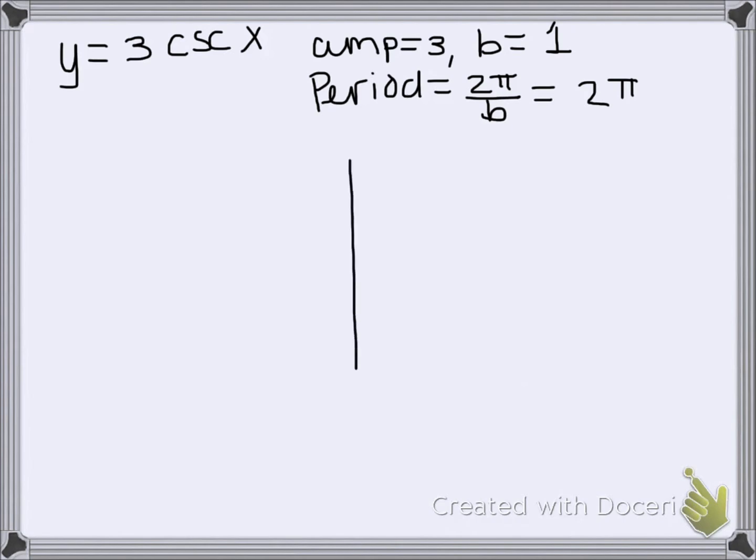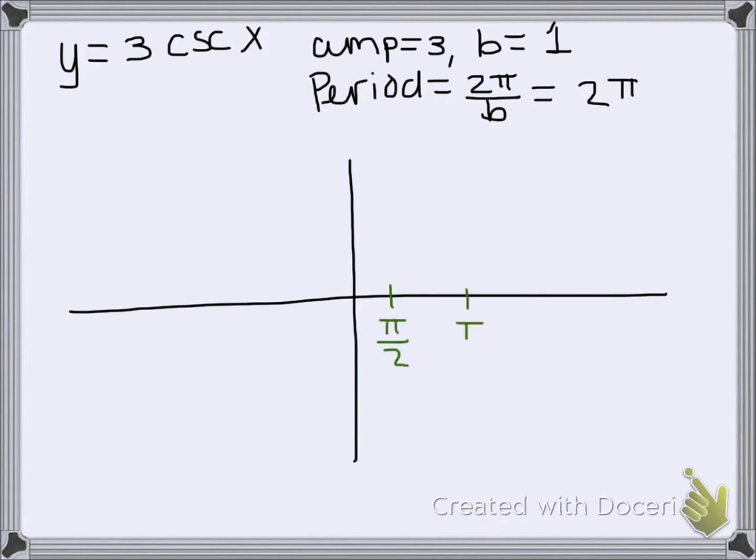Now for the graph, you're going to place your key points, which range from pi over 2 to 2 pi. So pi over 2, pi, 3 pi over 2, and 2 pi. And place your amplitude, which is 3, negative 3.